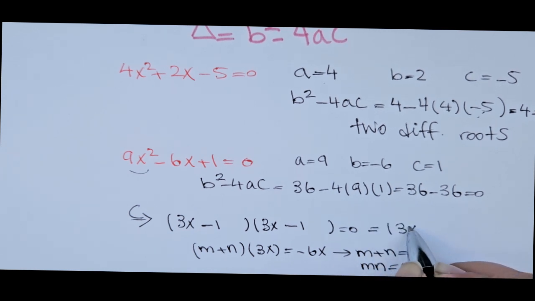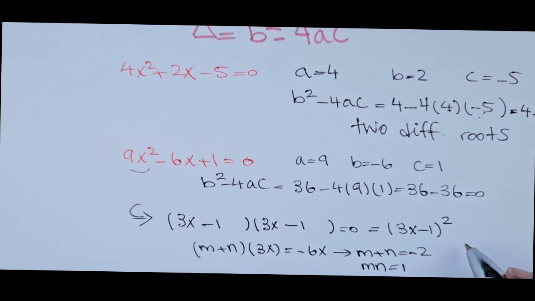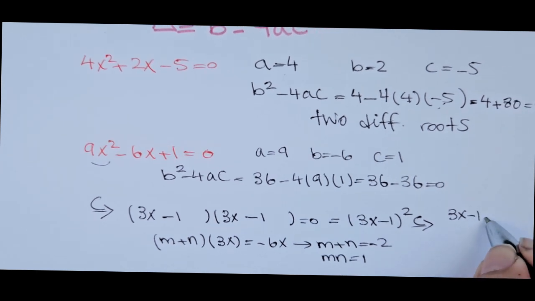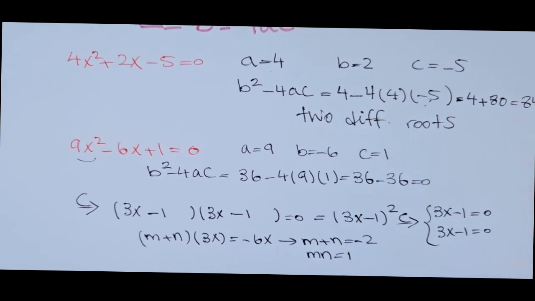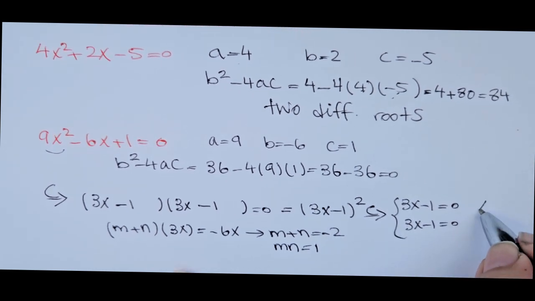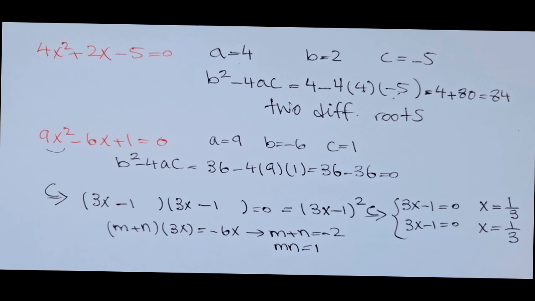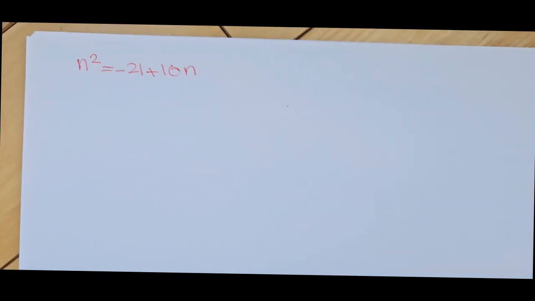So if I want to rewrite it, this is how it's factorized. And from here, 3x minus 1, 3x minus 1, because it's repeating twice. The root you get is 1/3. No matter what bracket you use, the answer is the same. So you get two roots, but as you can see here, they are identical. Let's move on to the other question.